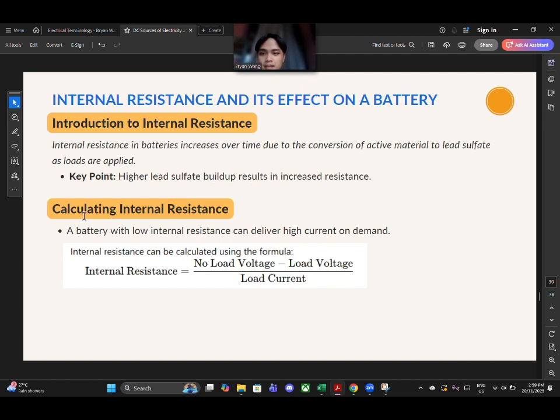Next, calculating internal resistance. A battery with low internal resistance can deliver high current on demand. This is the formula to calculate internal resistance: internal resistance equals no load voltage minus load voltage, divided by load current. That is how you calculate internal resistance.